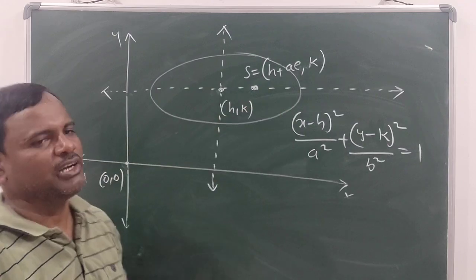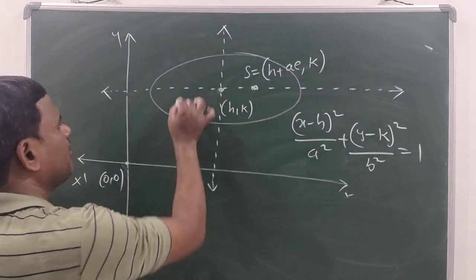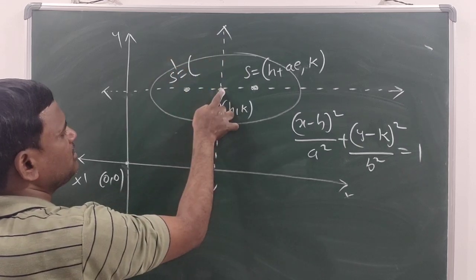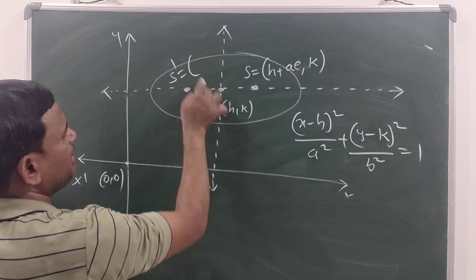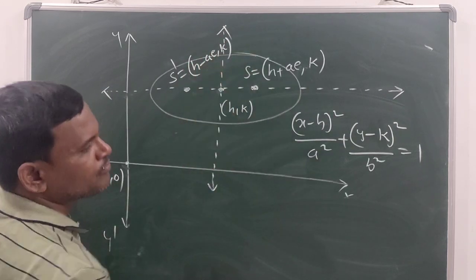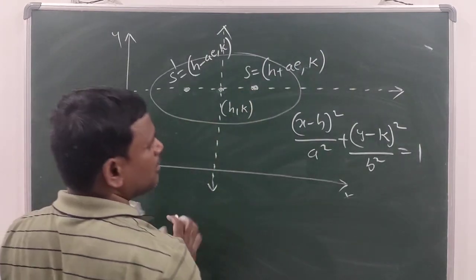H plus AE comma K is the coordinate of this focus. And what about S dash? From here to here is H, from which you have to subtract this AE, so that you will get H minus AE comma K. Okay, the foci coordinates you got.